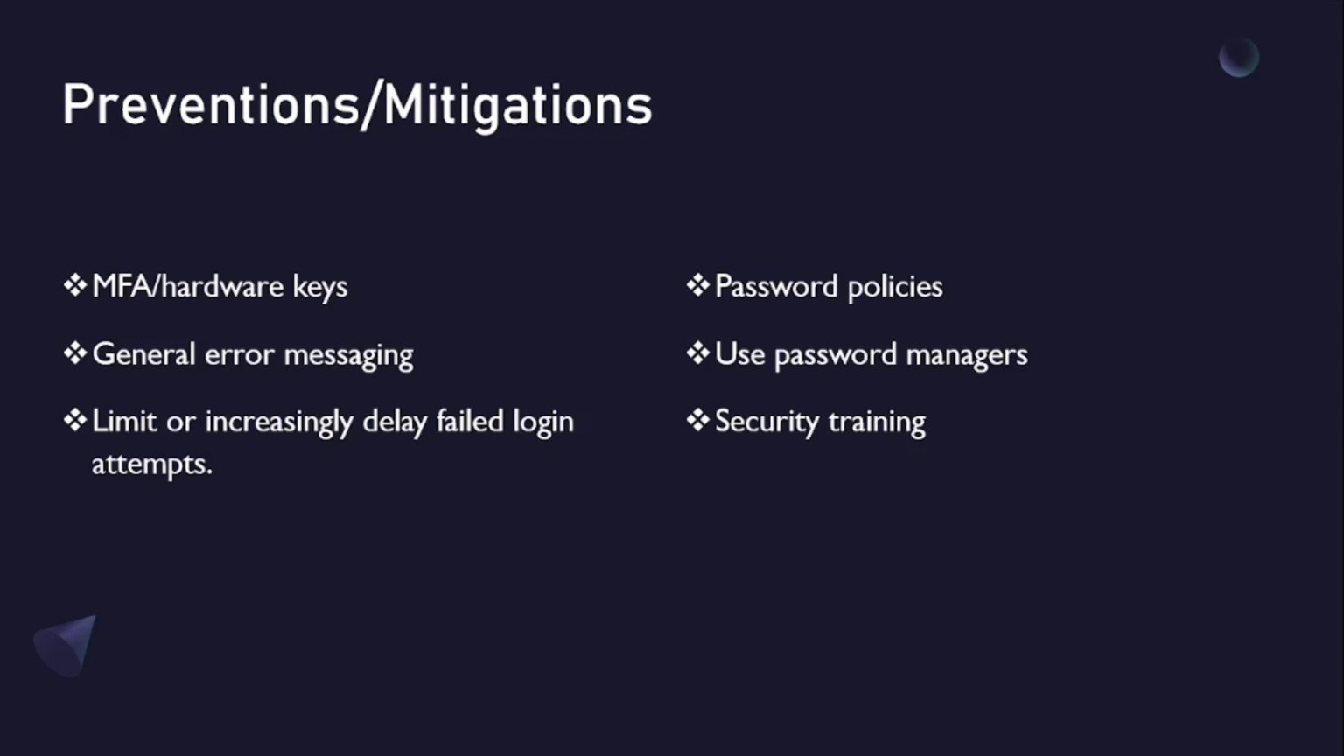MFA hardware keys. According to OWASP, the most effective way to prevent broken authentication is to implement multi-factor authentication to prevent automated credential stuffing, brute force, and stolen credential reuse attacks. Multi-factor authentication adds an extra layer of security that is difficult for hackers to crack, which means that in order to safeguard users and resources, adding multi-factor authentication creates many layers of protection.